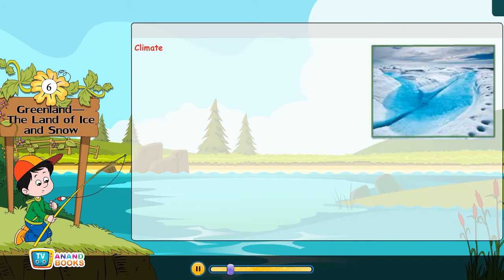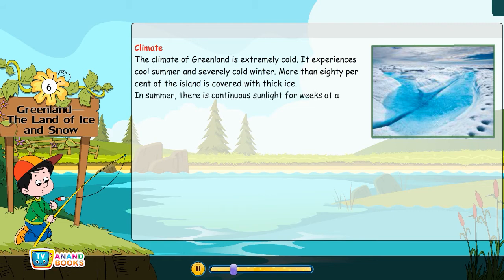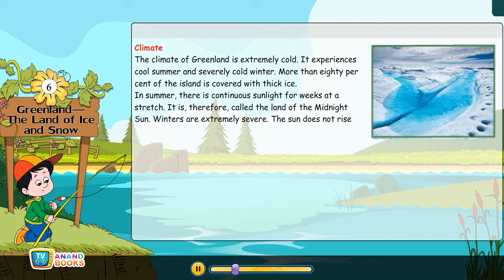Climate. The climate of Greenland is extremely cold. It experiences cool summer and severely cold winter. More than 80% of the island is covered with thick ice. In summer, there is continuous sunlight for weeks at a stretch. It is therefore called the land of the midnight sun.